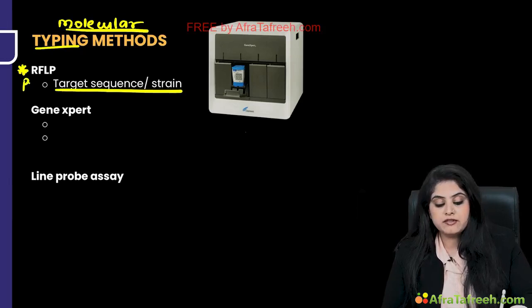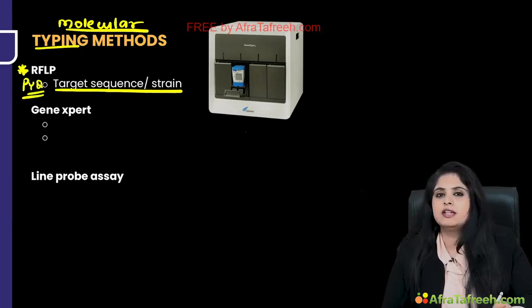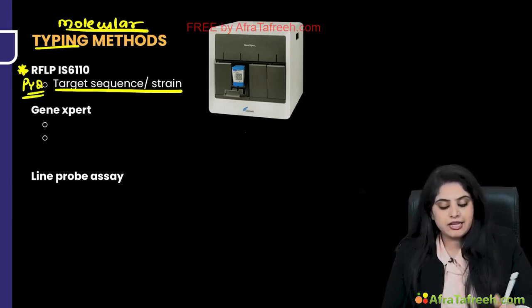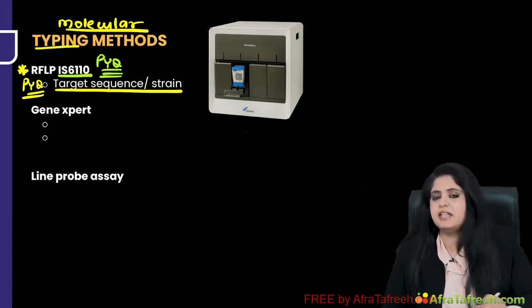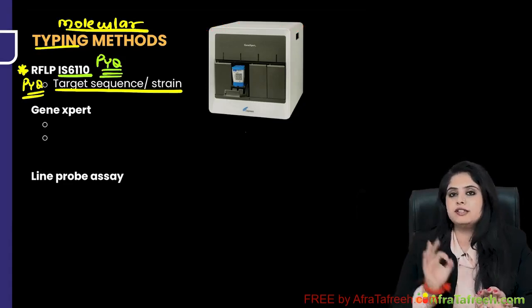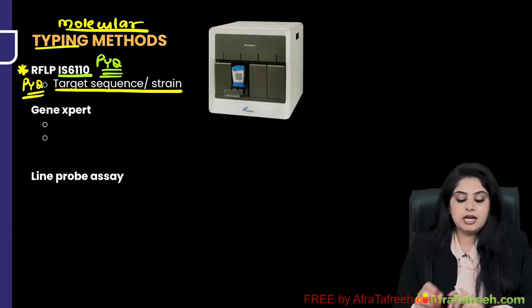This is the question that they've asked you in the previous year. TB ka kaun sa wala strain use hota hai? So it is the IS6110 strain that is used. Very, very, very important, simple ratta question, IS6110 strain for RFLP.